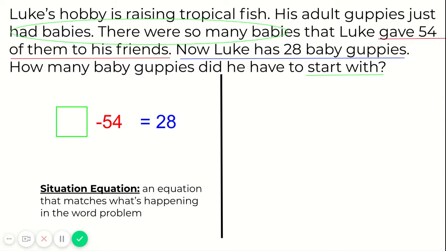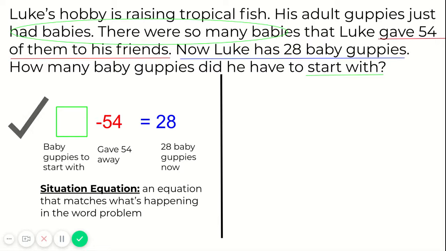Our next step is to reread the word problem and make sure our situation equation matches. Let's reread. We know that Luke likes to raise tropical fish, and his adult guppies have babies, and there are a lot of them, but we don't know how many that is. We know that he gave away 54 of them to his friends, and now he has 28 baby guppies. So our situation equation matches what's happening in the word problem.